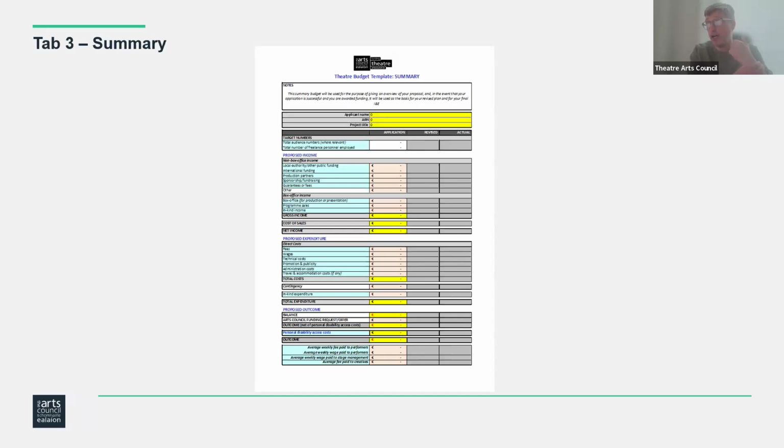It also serves, if your project does get funded, as the basis for which you will submit a revised budget to draw down your first bit of funding.